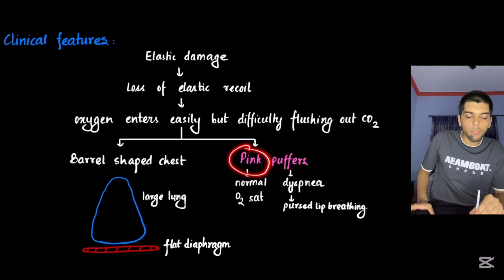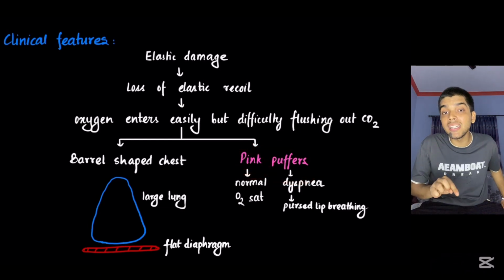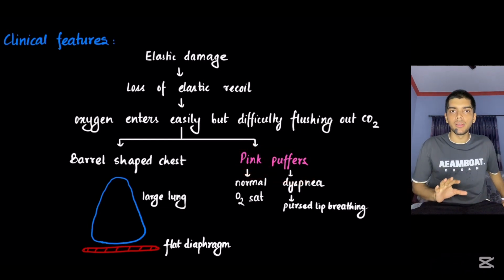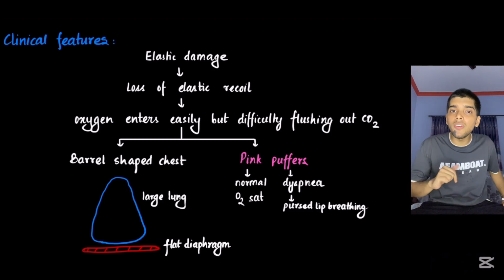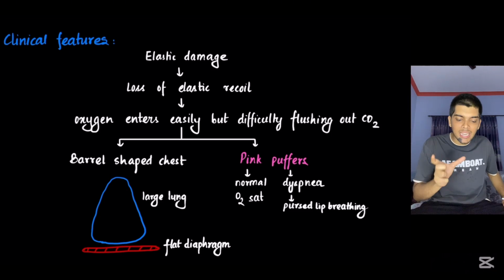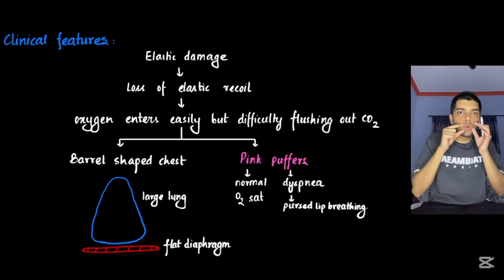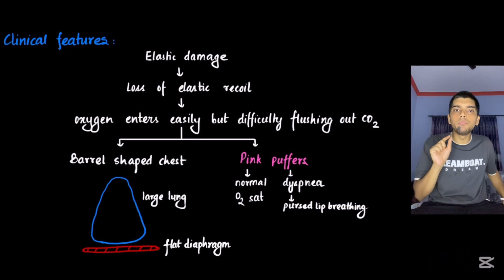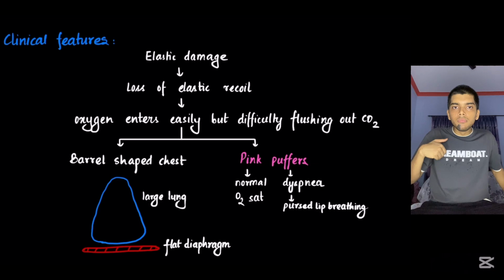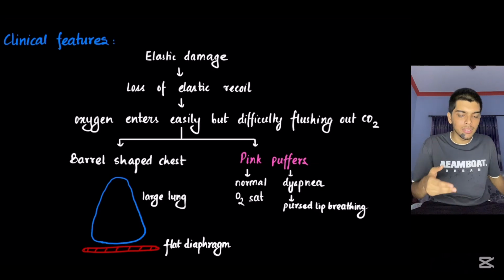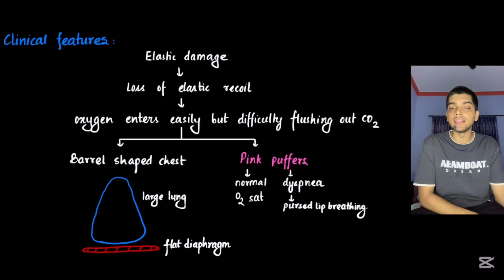So pink. Puffer, why? Again, the person is having dyspnea, unable to breathe properly, unable to flush out carbon dioxide. So as compensation, he or she starts pursed lip breathing, that is inhalation with closed lips and exhalation with pursing of the lips, like this. This is pursed lip breathing. And that's it for emphysema.